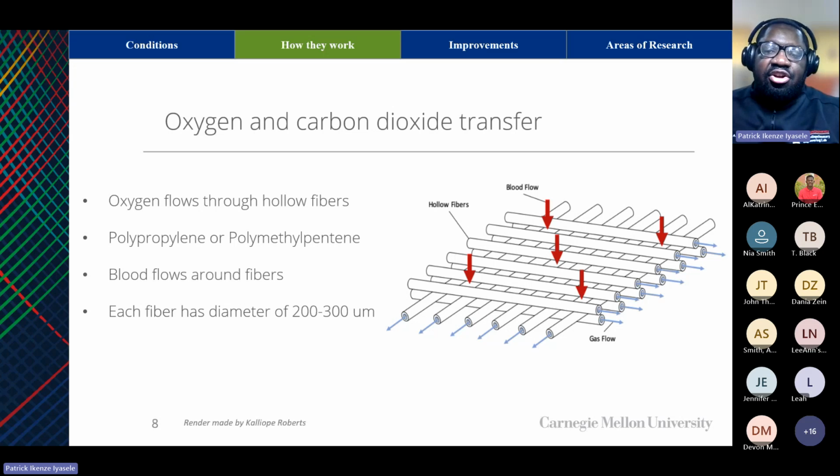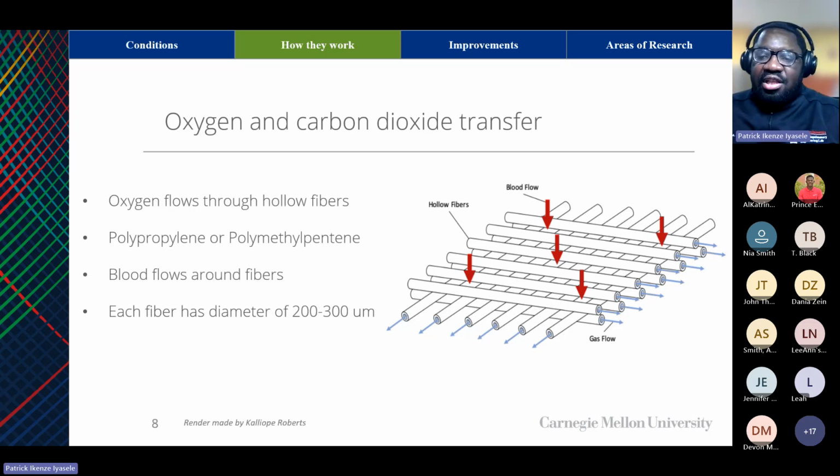Gas exchange in an oxygenator occurs from the interaction between blood and a hollow fiber membrane made out of polypropylene or polymethylpentene plastic fibers. Oxygenated air flows through the fibers and blood flows around the fibers. The fibers are between 200 and 300 microns in diameter and are permeable to gas, but not to blood. Oxygen and carbon dioxide can diffuse through the membranes of each fiber, and collectively, the oxygen transfer of each fiber provides enough oxygenation to sustain a patient.